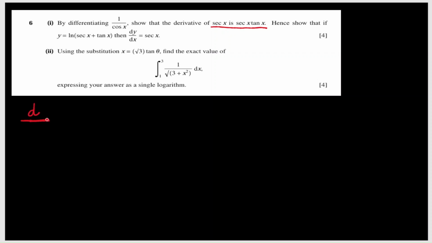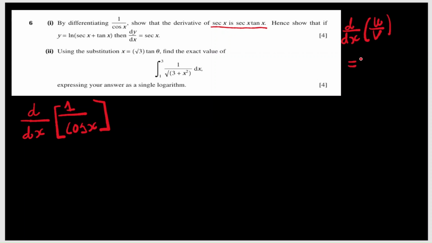So d over dx. As you can see over here, what rule is going to be used? Quotient rule is going to be used. So let me write the quotient rule over here as well for you. d over dx of u over v is equal to v as it is, times the first derivative of u, minus u as it is, times the first derivative of v, over v squared. So pause the video and try to do this on your own and get sec x tan x, and if you can't do it, resume the video.